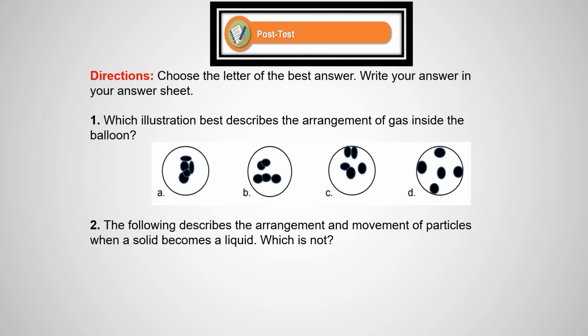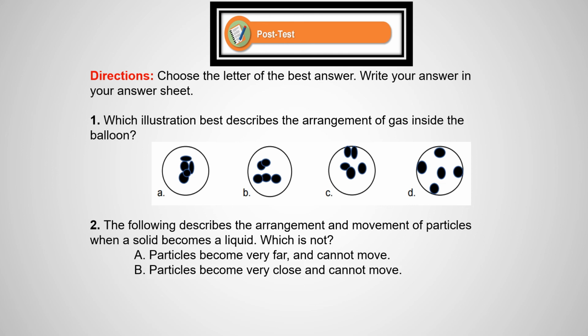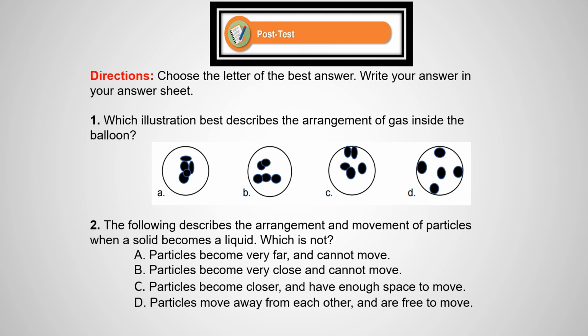Number 2. The following describes the arrangement and movement of particles when a solid becomes a liquid, which is not? A. Particles become very far and cannot move. B. Particles become very close and cannot move. C. Particles become closer and have enough space to move. D. Particles move away from each other and are free to move.